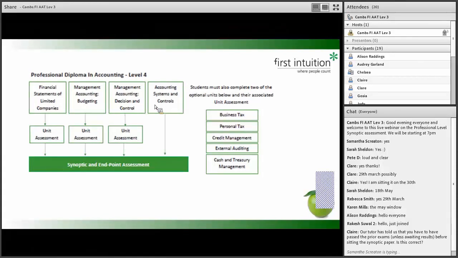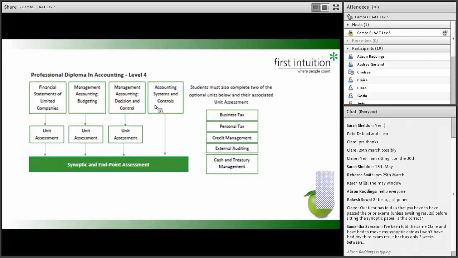We've also got the optional papers at Level 4 here: business tax, personal tax, credit management, external auditing, and cash and treasury management. Hopefully you've all chosen your optional papers. You don't have to have sat the optional papers before you do the endpoint assessment. None of these optional papers are tested through the endpoint assessment at all. Some of them, if you are looking at choosing certain optional papers, can be beneficial to do before the Synoptic assessment. Business tax and personal tax are completely irrelevant to the Synoptic. There's nothing in there.